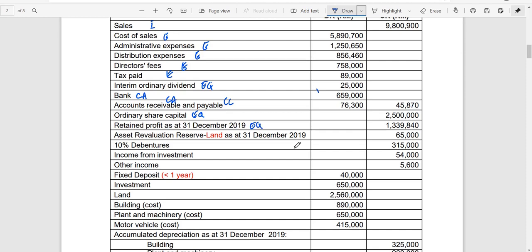Asset revaluation reserve: there's some editing that I've done here where I put land, so the asset revaluation reserve balance here is for land as at 31st of December 2019. So that is also equity. Debenture is a non-current liability. Income from investment is an income that will go to the SOPL. So income and expenses will go to the SOPL. Other income also will go to the SOPL right after the gross profit. So this is an income.